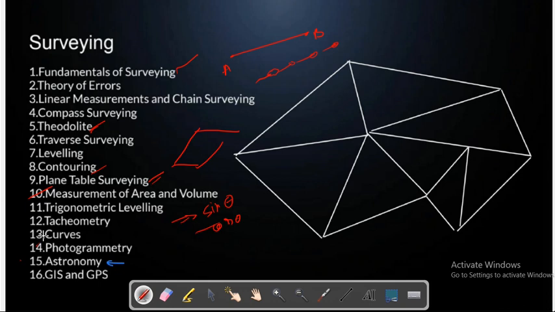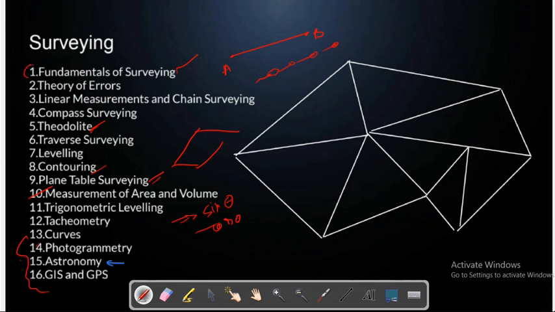So that is one kind of surveying method where we use photogrammetry, or you can say photographs. Next, we have astronomy. The word astronomy itself says it is something related to the sun, stars, etc. Next, another modern surveying instrument, you can say GIS, Geographic Information System, and then GPS, Global Positioning System. Those will be the modern surveying topics. So we'll also deal with these topics like photogrammetry, astronomy, GIS, GPS, etc.